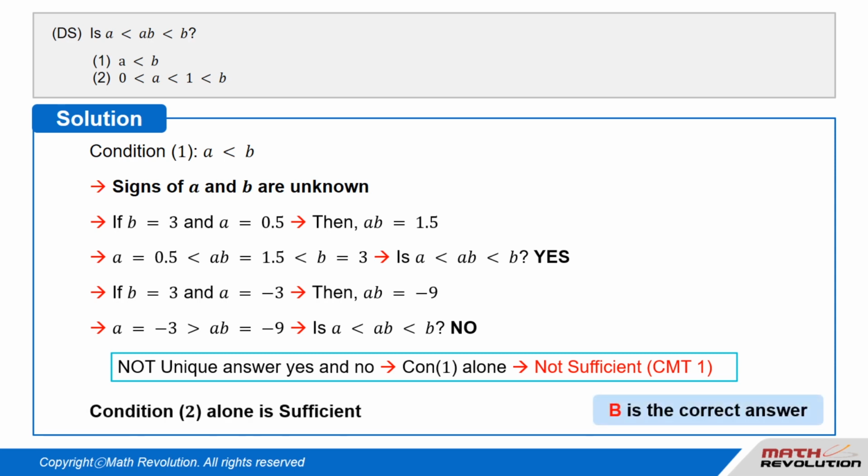Condition 2 alone is sufficient. Thus, B is the correct answer. Answer B.